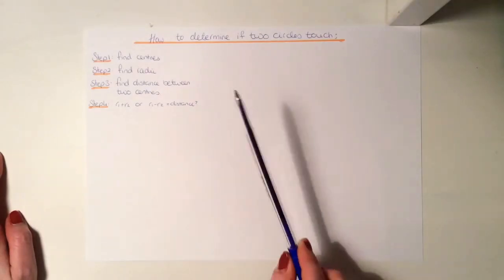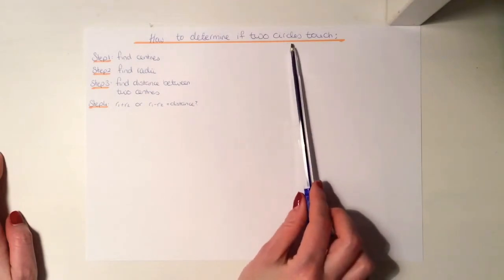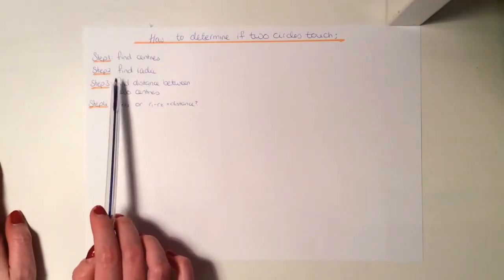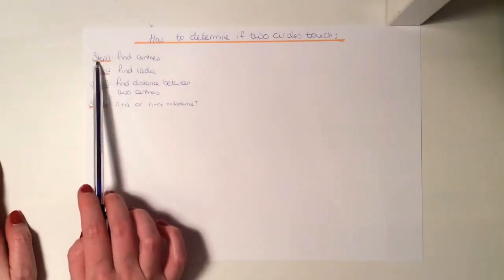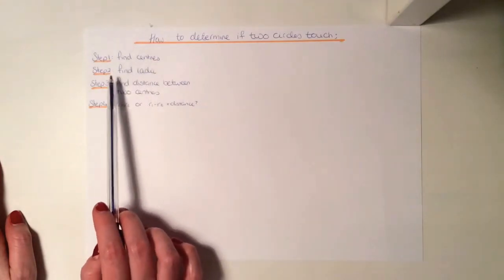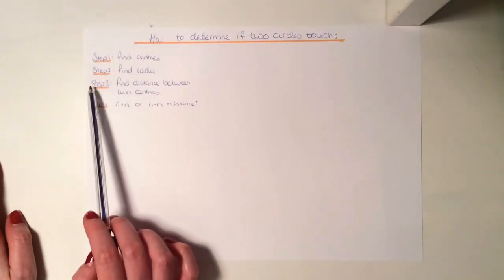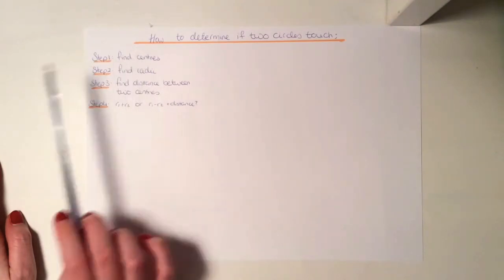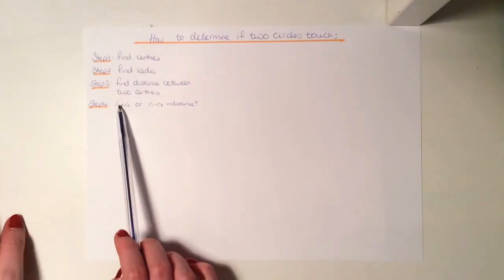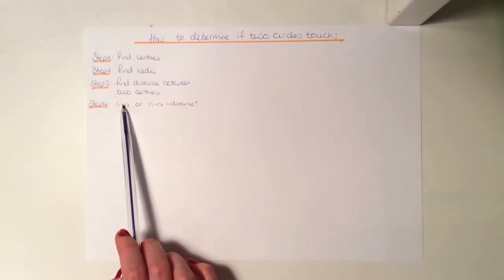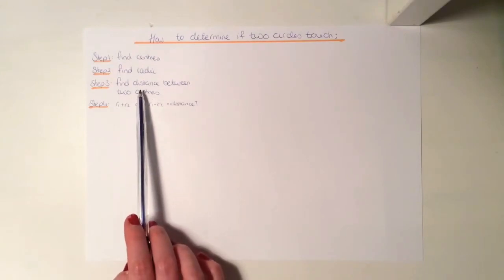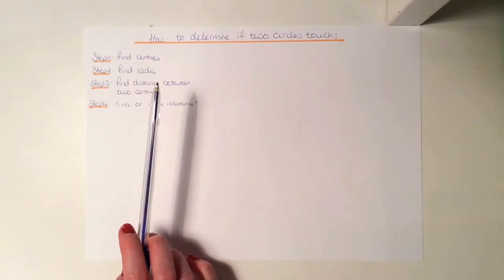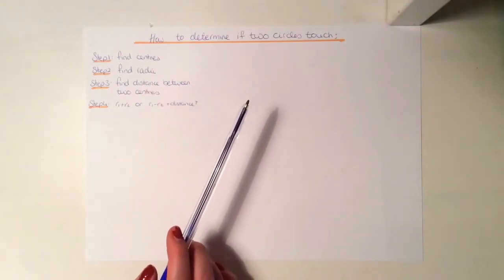Okay, so today we're going to go over how to determine if two circles touch either externally, internally, or if they touch at all. So there's 4 steps to go through. Step 1 is find the centres of both circles. Step 2, find the radius of each circle. Step 3, find the distance between the 2 centres that you find in step 1. And then step 4, we're going to see if the 2 radii add or subtract to give us the distance from step 3, and that'll tell us if it's external or internal. And if it's neither, then they don't touch.